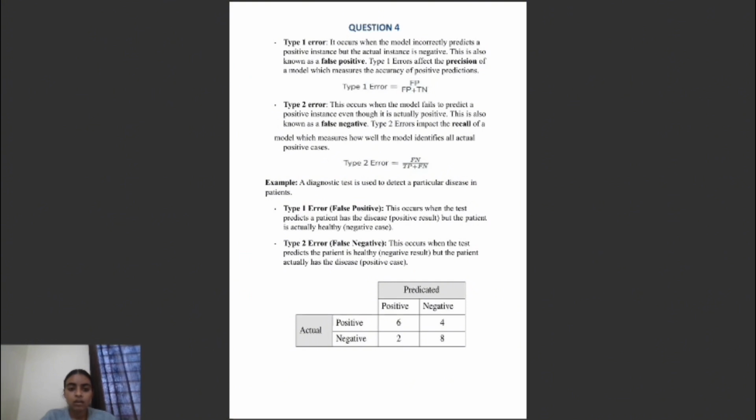Type 2 error, false negative. This occurs when the model fails to predict a positive instance even though it is actually positive. This is also known as false negative. Type 2 errors impact the recall of a model, which measures how well the model identifies all actual positive cases. Its formula is false negative upon true positive plus false negative.